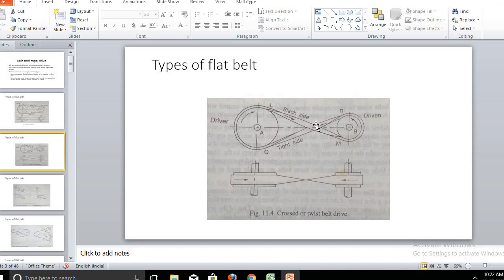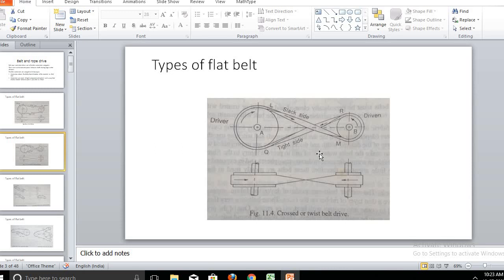In this arrangement we will find that there is a reverse direction considered with the driver. So the driven pulley has the opposite direction to that of the driver pulley. Here the driver pulley rotates in the clockwise direction and the driven pulley rotates in the anti-clockwise direction. So such an arrangement is called a crossed belt drive.